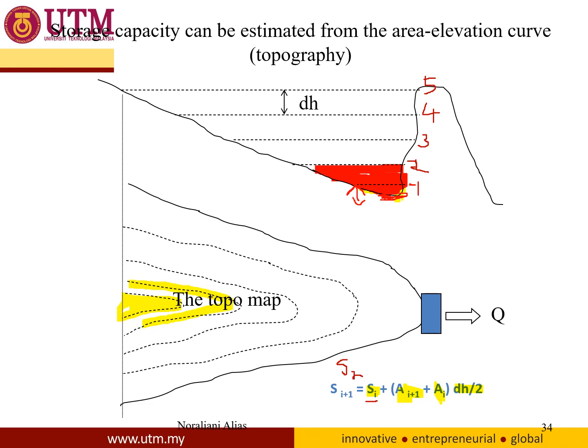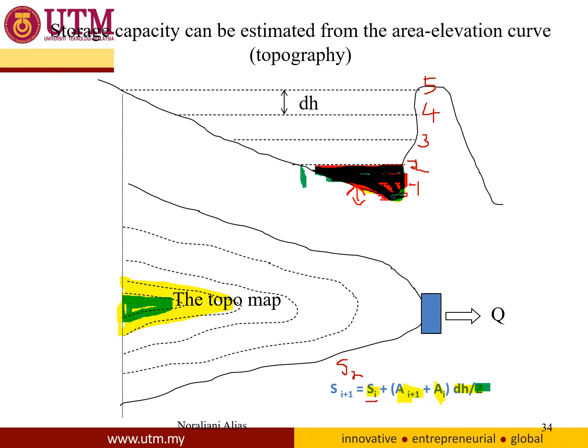A2 is the whole thing here. This A2 plus A1 is multiplied by DH. Again, DH is here and will be the same, the height interval. Then divide by 2. Why divide by 2? Because you want to get the average. Then you get the storage of S2, which is all of this. And then S3, and so on.